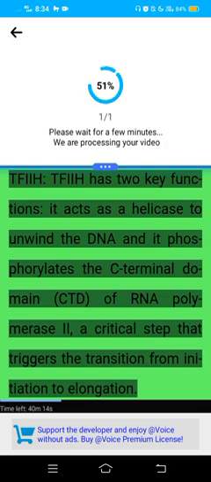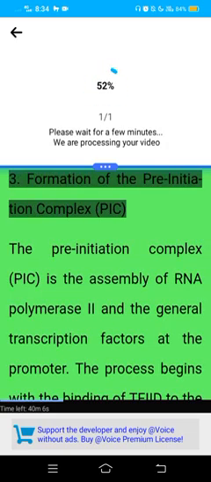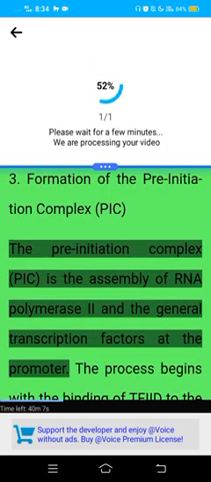TFIIH. TFIIH has two key functions. It acts as a helicase to unwind the DNA, and it phosphorylates the C-terminal domain (CTD) of RNA polymerase II, a critical step that triggers the transition from initiation to elongation. 3. Formation of the pre-initiation complex, PIC. The pre-initiation complex (PIC) is the assembly of RNA polymerase II and the general transcription factors.